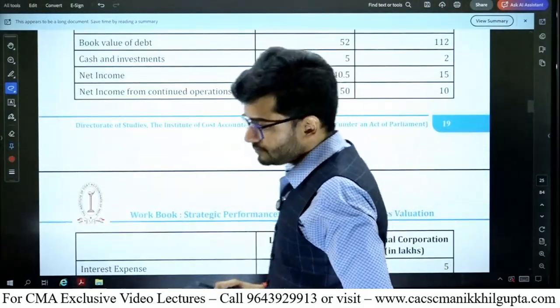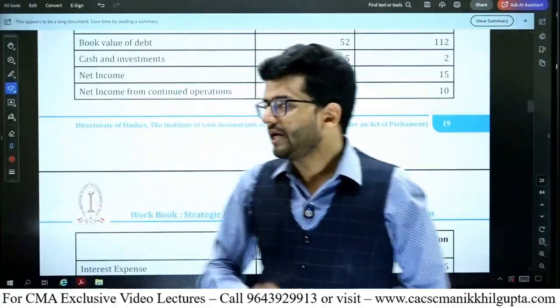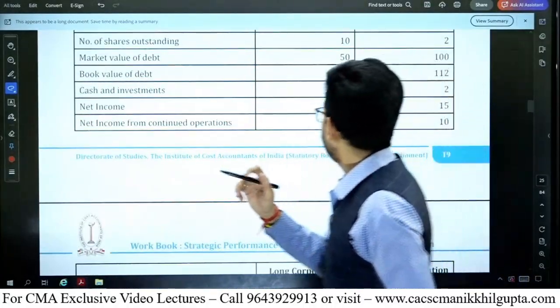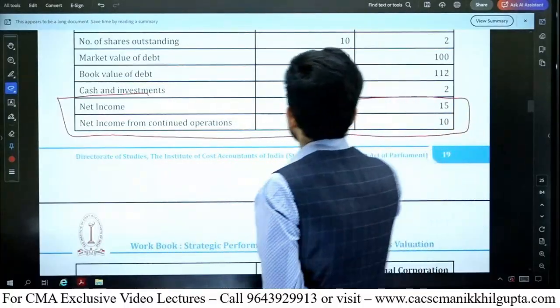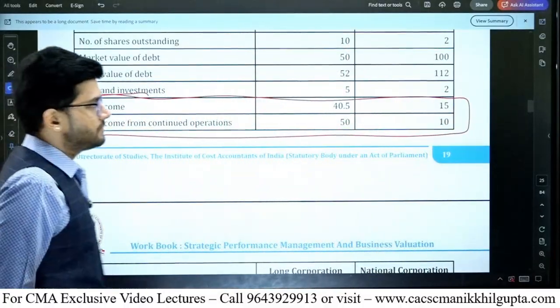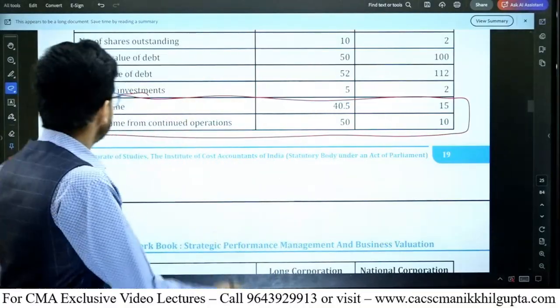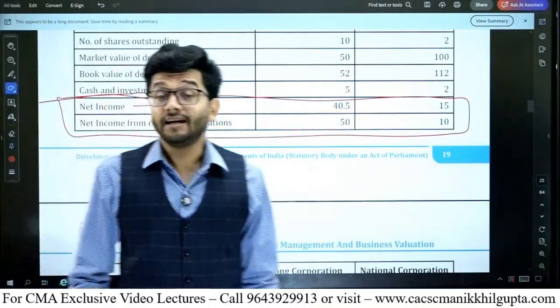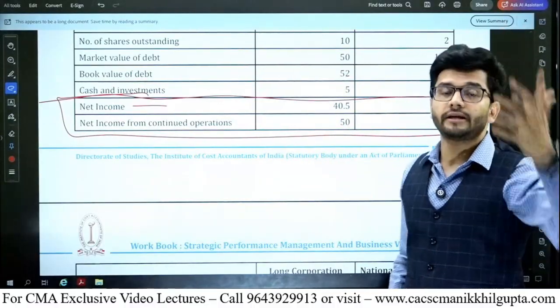Now, while calculating, there are 2 net incomes which are given to you. This is very, very important. This difference is critical in this question. The calculation is easy. I'm not going to delve into the calculation, but I'm going to tell you the difference between these 2 things. So guys, 2 things are there. One is net income and the other is net income from continued operations. Now the question is which one to take.